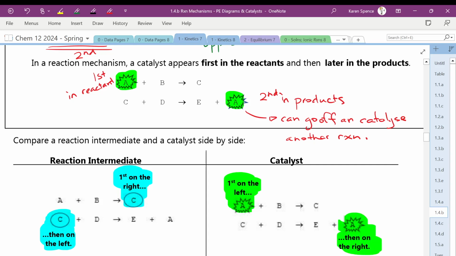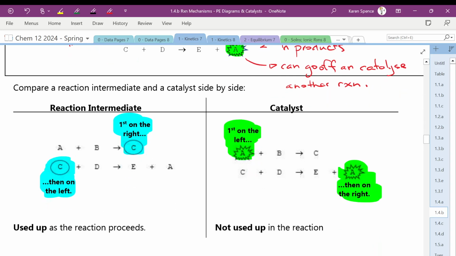And if you have trouble remembering that, just remember the catalyst can then go off and catalyze another reaction. You end up with catalyst, so it can go and catalyze another reaction. Reaction intermediates are used up as the reaction proceeds. Catalysts are not used up as the reaction proceeds.